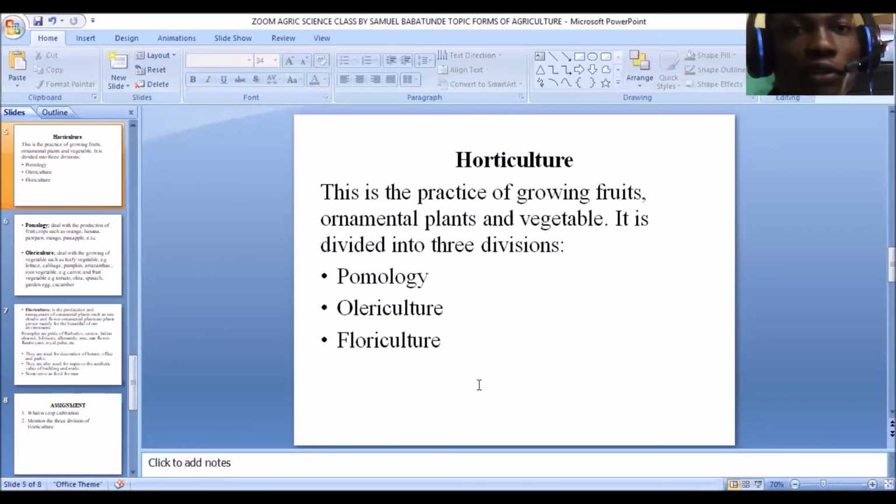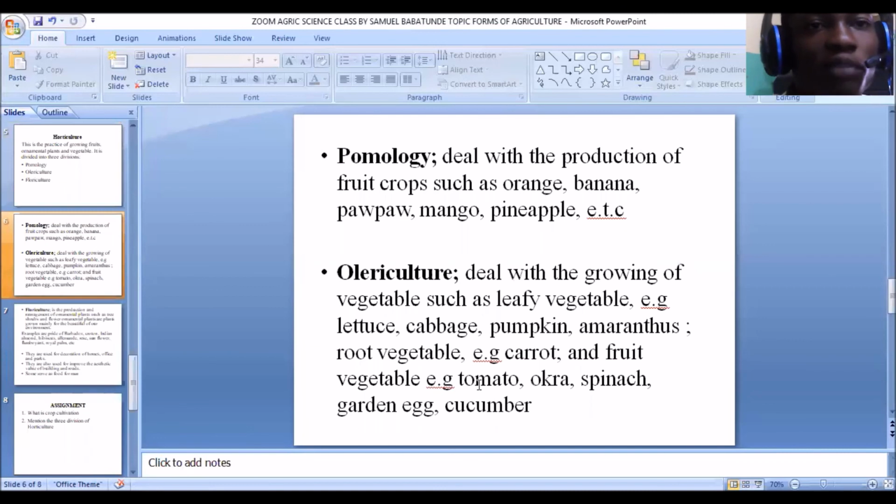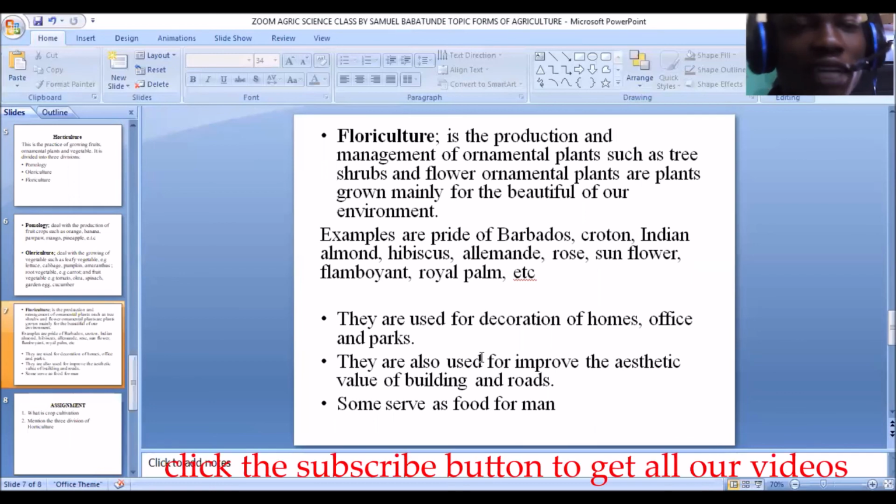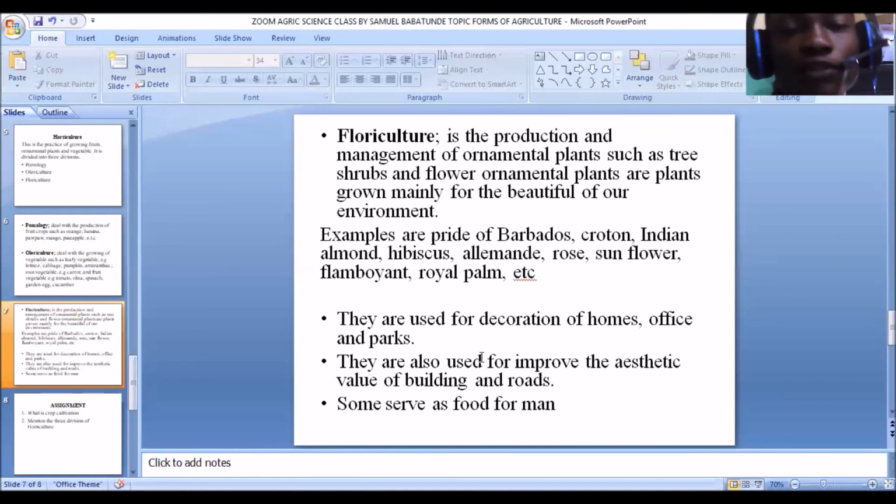Pomology, olericulture, and floriculture. Now, pomology deals with what? It deals with the production of fruit crops such as orange. While olericulture deals with the growing of vegetables. And lastly, floriculture deals with the production and management of ornamental plants, plants that beautify our surroundings, that beautify our environment. And I gave you some examples of these plants, and I also told you the purpose of floriculture. Now, these plants are for decoration of our houses, our homes, offices, schools, and they improve the beauty of our homes, and they also serve as food for man.